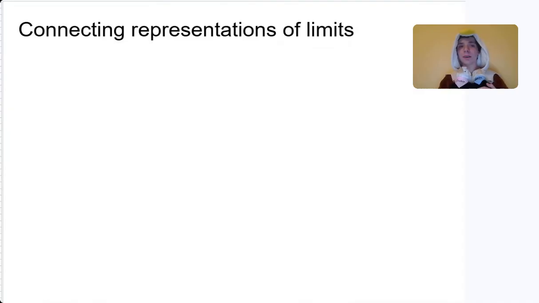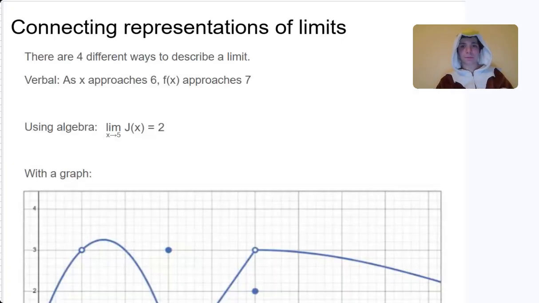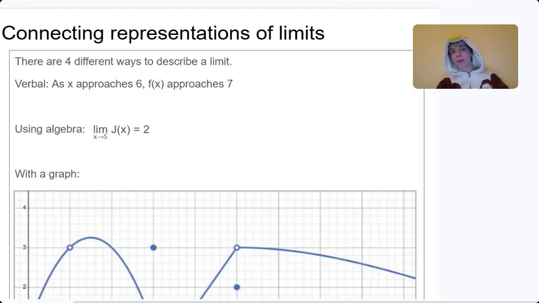Today we're going to be talking about connecting representations of limits. That's basically going to be our mid-unit review. We're going to review all the different types of limits that we've used before. So let's get started. There are 4 different ways to describe a limit.